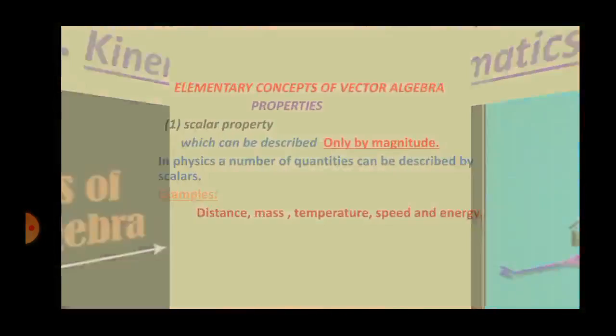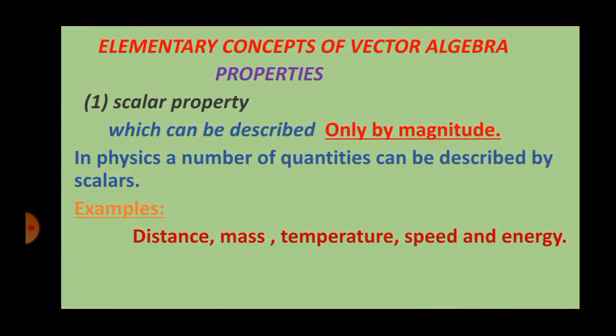You know, physical quantities can be differentiated into two categories, scalar properties and vector properties. Both are very important in this lesson, scalar and vector. Vector is a must. Are you clear, children? Okay. The first property, scalar. A scalar property can be described only by magnitude. Now listen to it, only by magnitude.